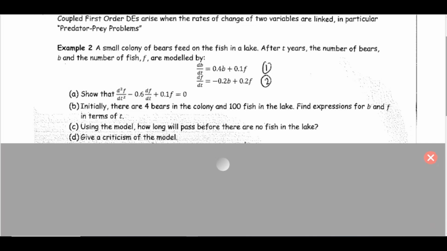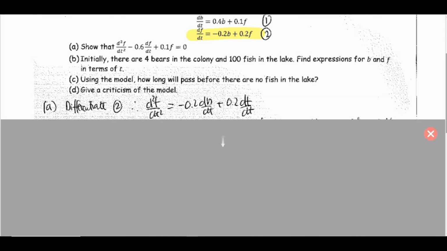So we are asked to first of all show d2F by dt squared minus 0.6 dF by dt plus 0.1F is equal to 0. So if you number these equation 1 and equation 2, I'm going to start off with equation 2 and differentiate it to get d2F by dt squared. If you do that, you will get d2F by dt squared is minus 0.2 dB by dt plus 0.2 dF by dt.